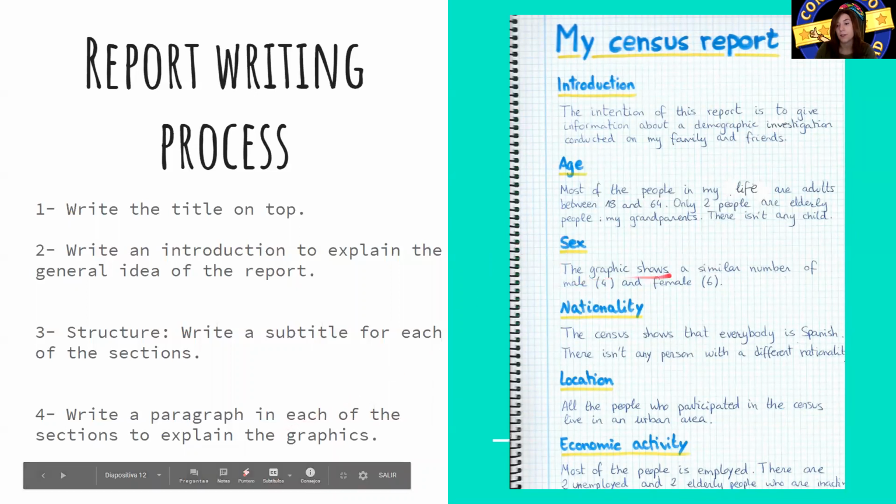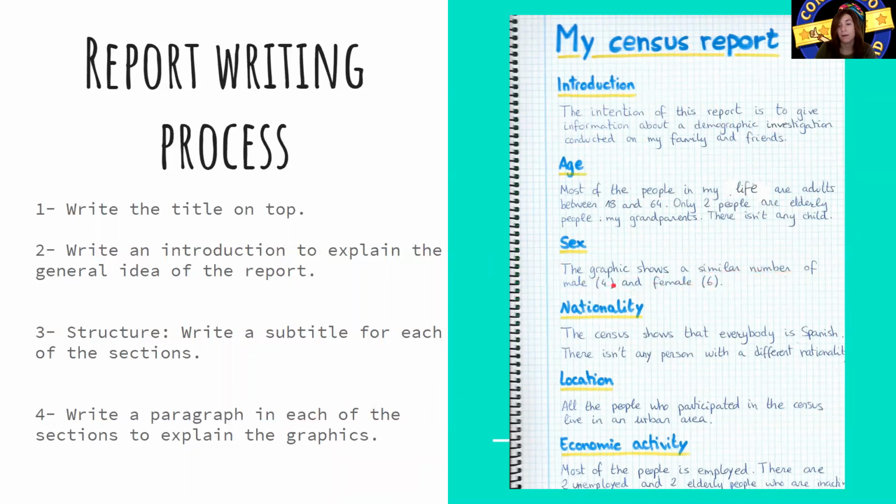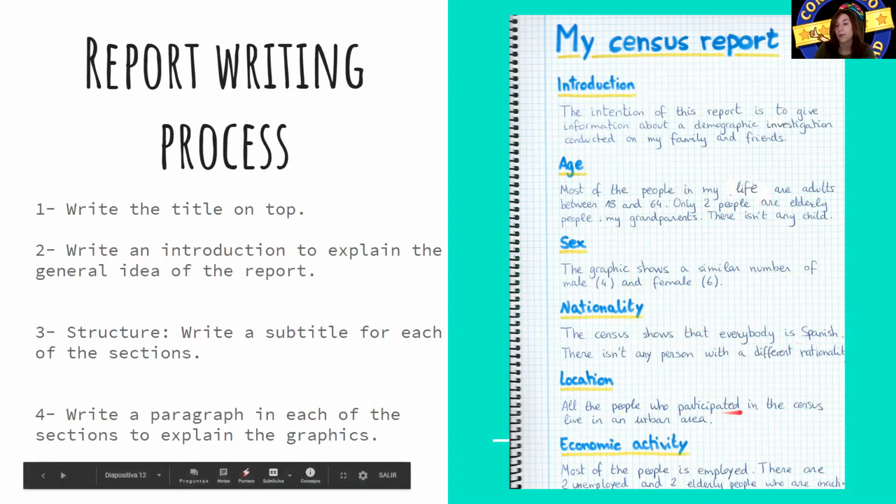Sex. The graphic shows a similar number of male, 4, and female, 6. Nationality. The census shows that everybody is Spanish. There isn't any person with a different nationality. Location. All the people who participated in the census live in an urban area. And economic activity. Most of the people are employed. There are 2 unemployed and 2 elderly people who are inactive.